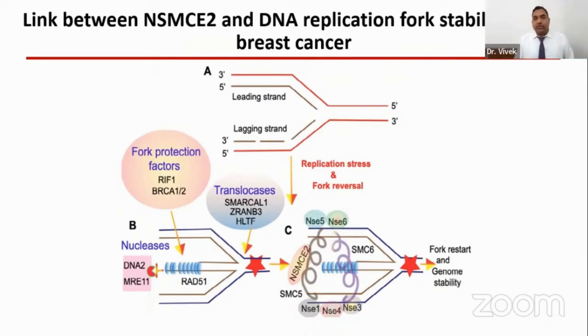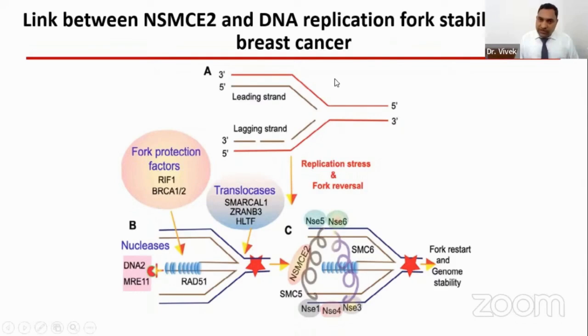Here, the angle I'm trying to understand at the molecular level is NSMCE2's role in replication fork dynamics. Because in TNBC cells, due to the absence of all three types of receptors, they are very difficult to treat. So if we can somehow modulate the replication machinery, then perhaps we can develop assimilation-based therapeutic targets. So this is absolutely a new and very growing field.